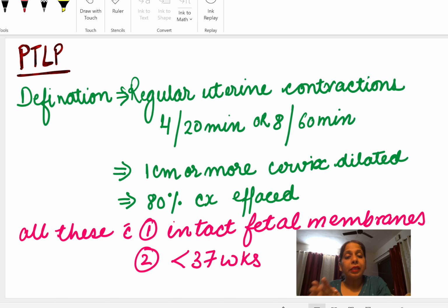But to diagnose a patient with preterm labor pains, through all this the fetal membranes should be intact, because if the fetal membranes are not intact, then it is a case of PROM. And the period of gestation should be less than 37 weeks. Got it?